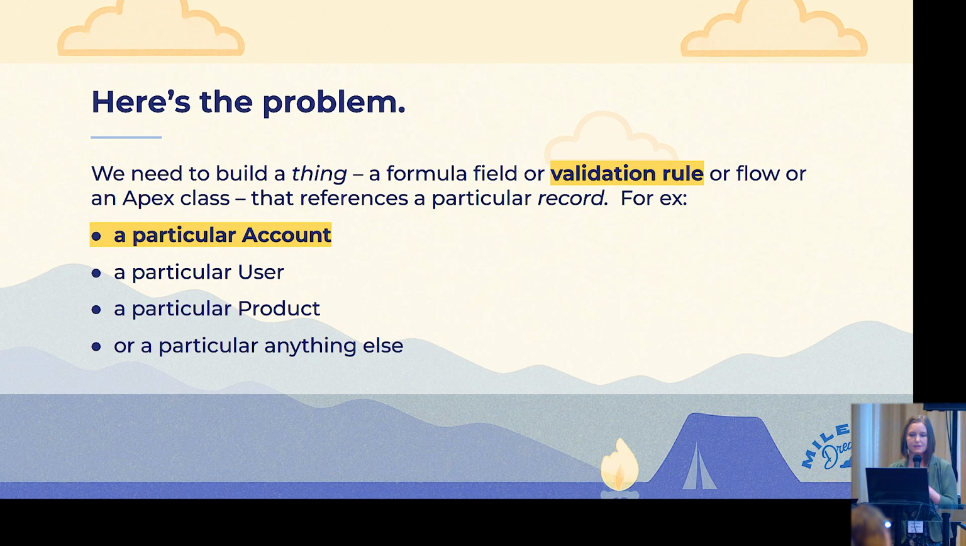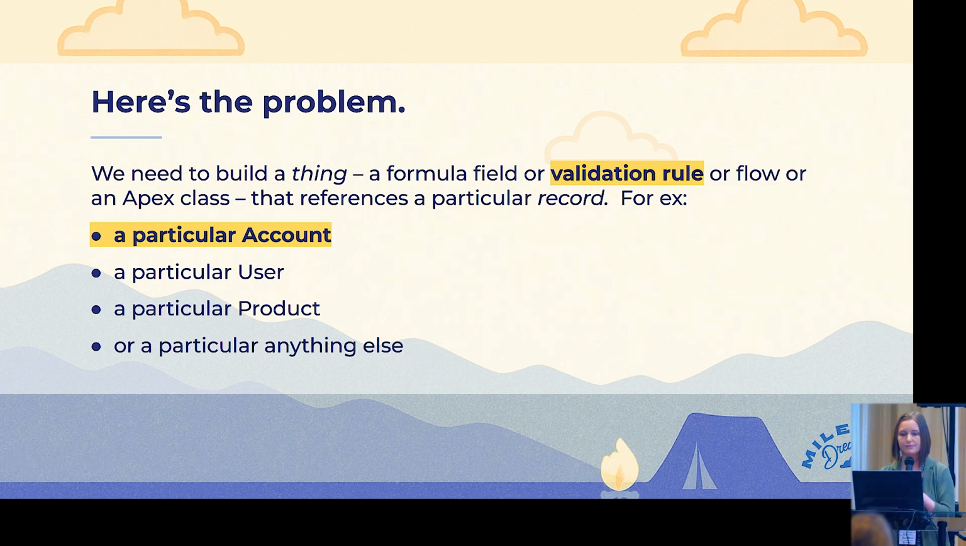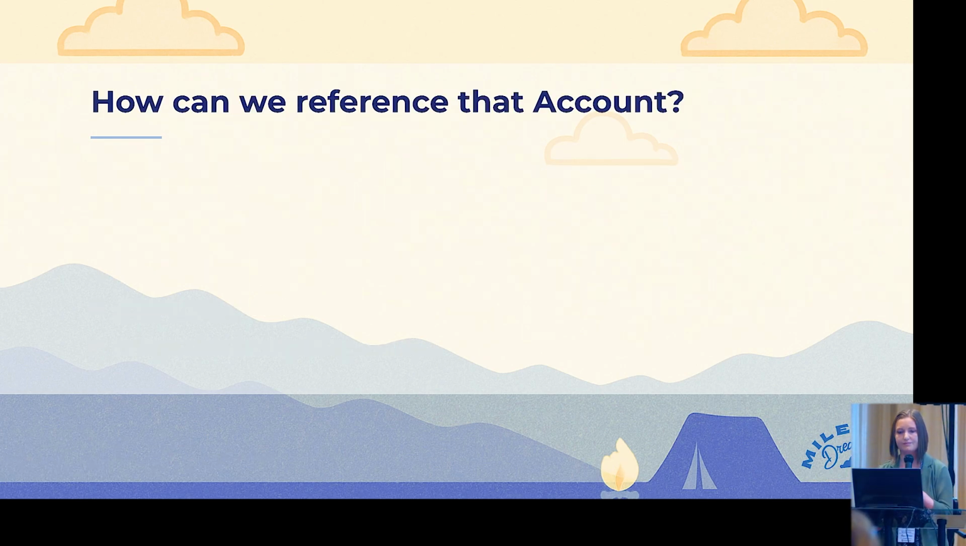So that we don't speak through this at such a high level, we're going to start with the example of, let's say we have a catch-all account in our org. I know none of us wants to admit that we do, but most of us do. And we want to make sure that no opportunities are created for that particular catch-all account. So in this case, we're going to build a validation rule, and we're going to need it to reference that particular account. How can we do that?